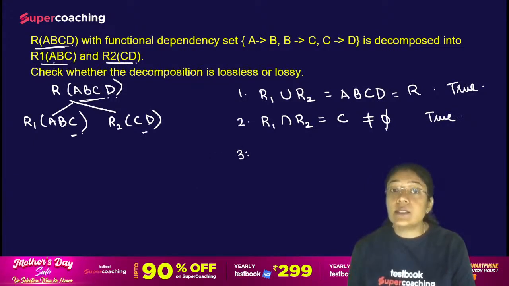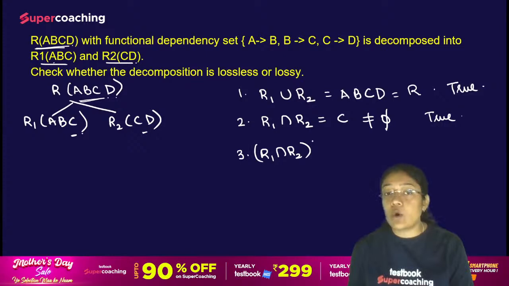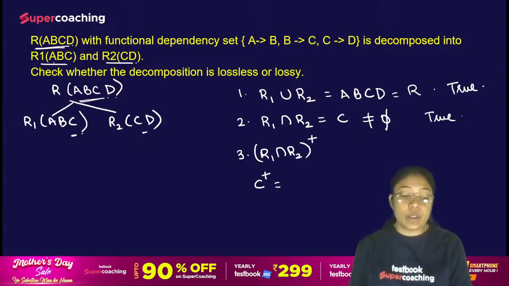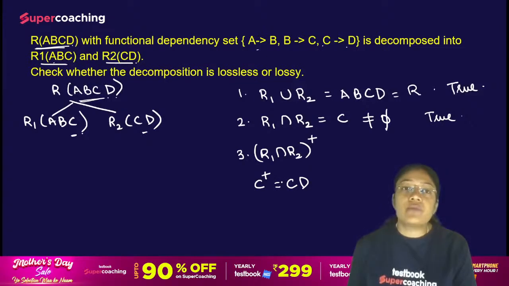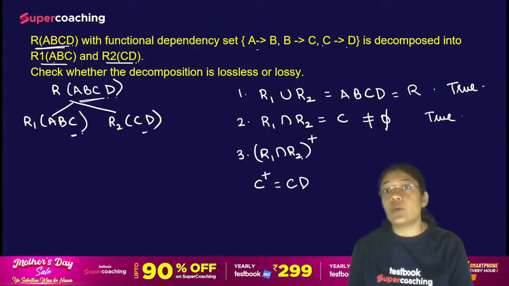Third condition is saying that this common attribute should be R1 intersection R2 closure, मतलब जो भी common attribute है, we have to take its closure. Common attribute is C. Find out C closure. Closure find करने के लिए we need the functional dependency. Functional dependency is given. So C closure, C will be determining itself. C is determining D. So is C closure determining all the attributes of some relation? If it is going to determine all attributes of either R1 or R2, then it will be a key.